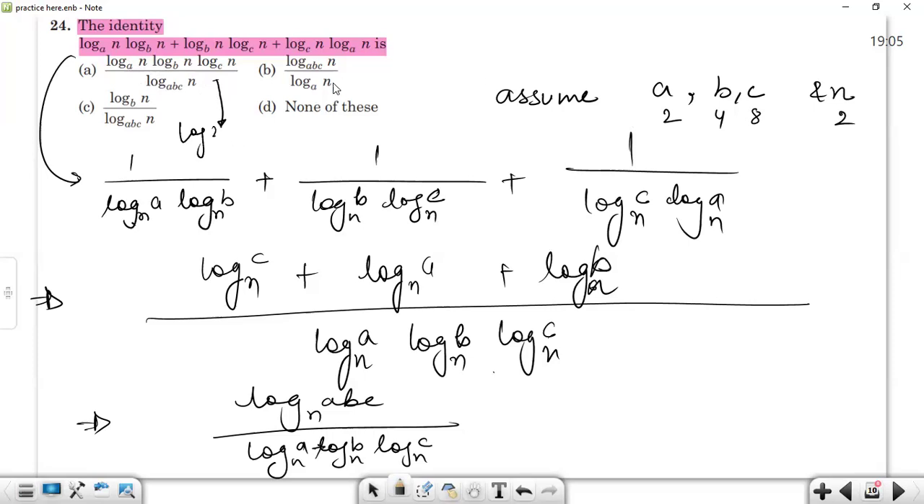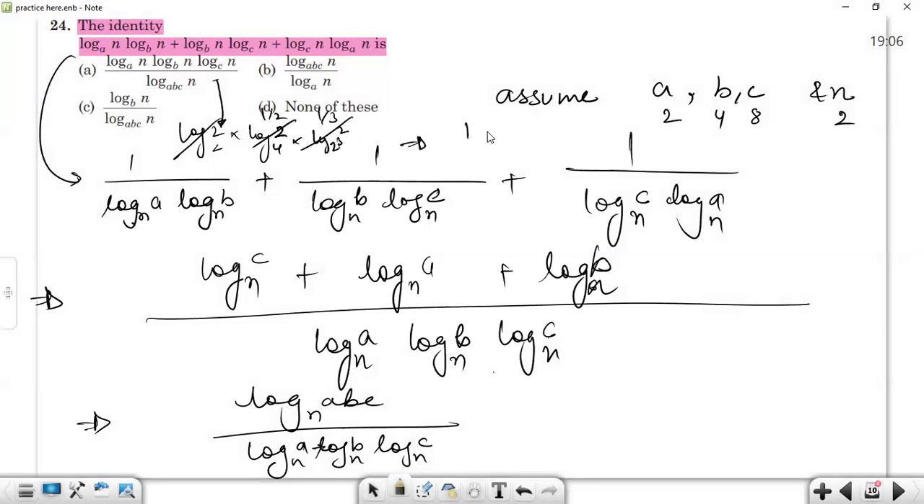Logarithm of 2 to the base 2 will be 1. Into logarithm of n, which is 2, to the base 2 raised to power 2, this is half. Then logarithm of n, which is 2, and c, which is 2 raised to power 3. So this is half, logarithm of 2 to the base 2 raised to power 3, which is 1 by 3.